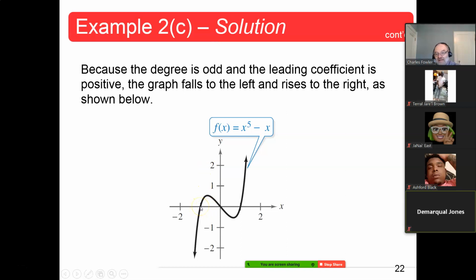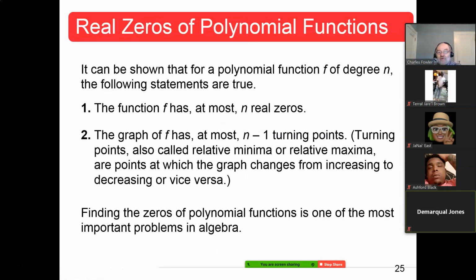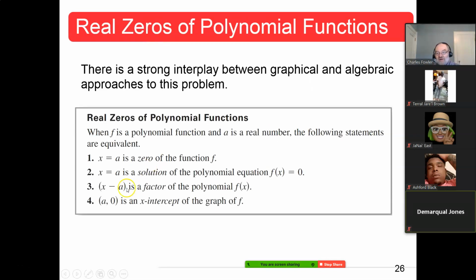x equals -1 is a zero of the function. That means x plus 1 would be a factor of this function. x equals 0 would be a zero of the function. x is a factor of the function. So you see all those four characteristics. (-1, 0) is an x-intercept. (0, 0) is an x-intercept. (1, 0) is an x-intercept. Okay, all four of those characteristics of expressing that would be equivalent. All four of those things are equivalent.